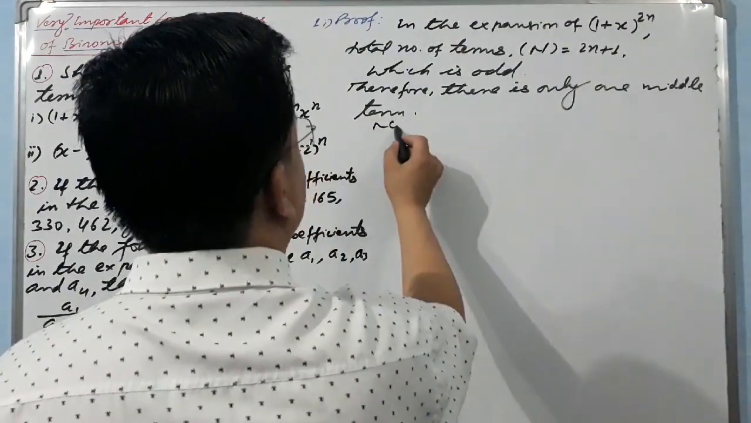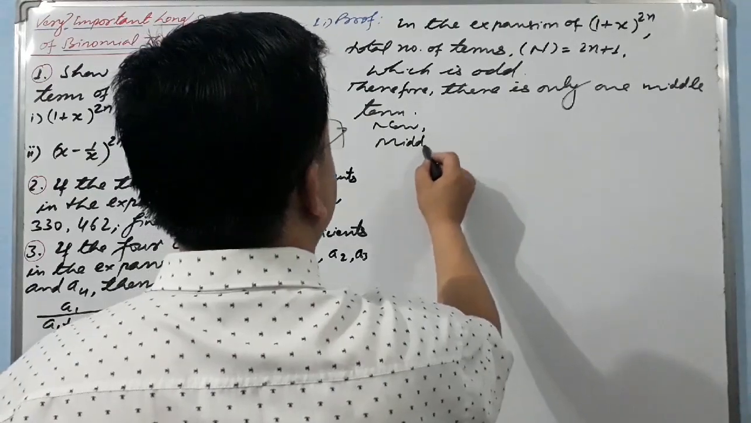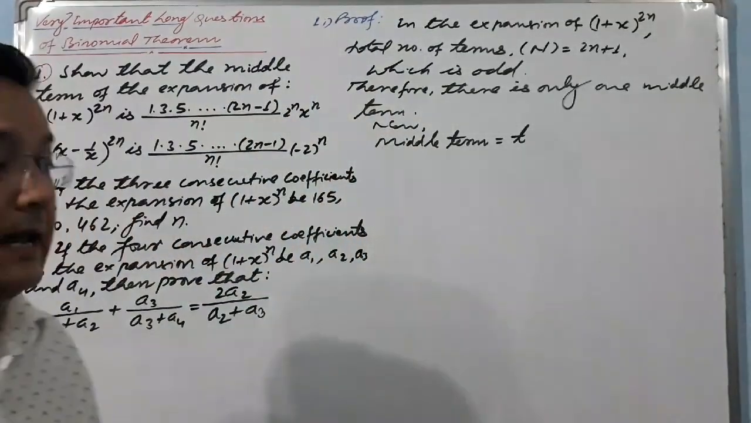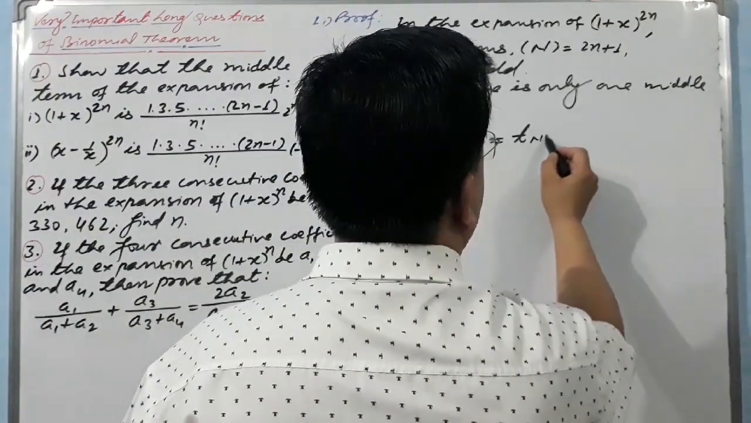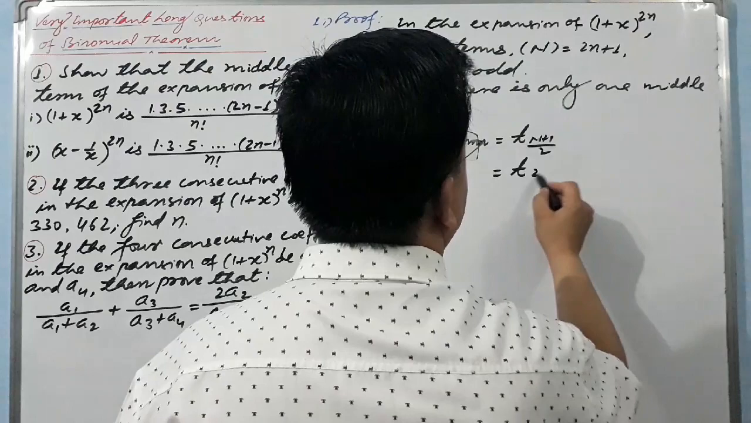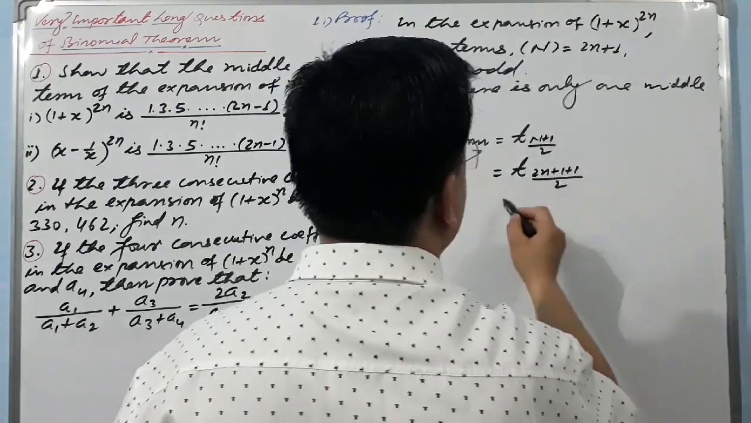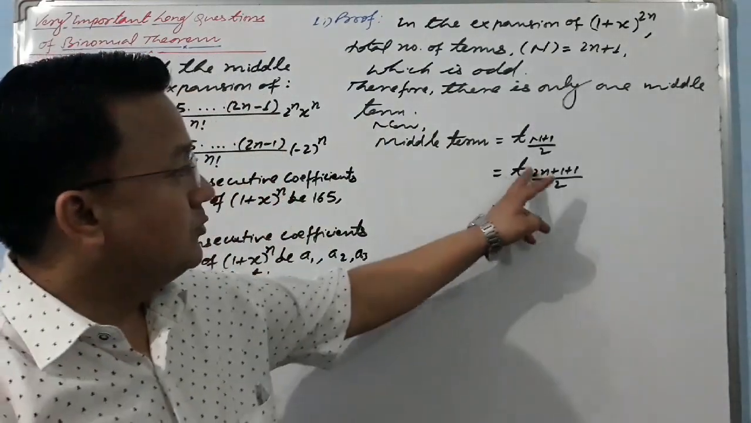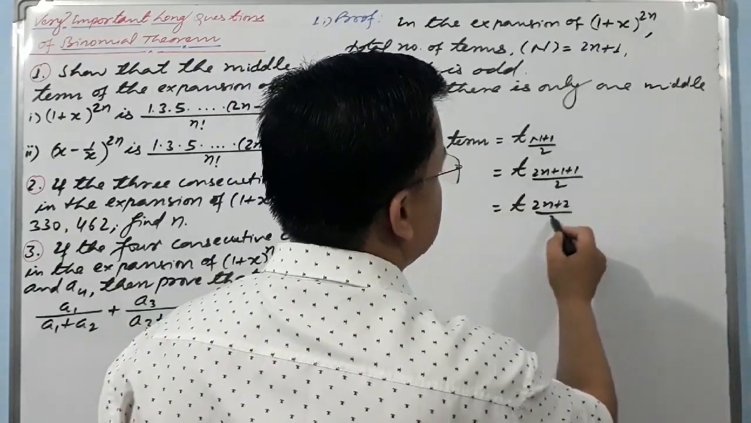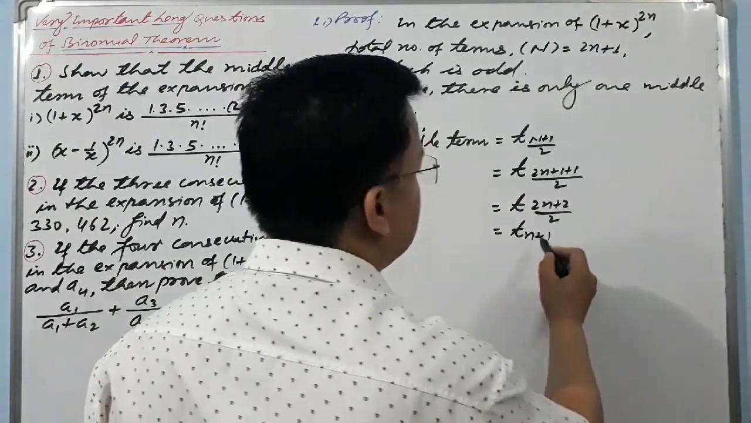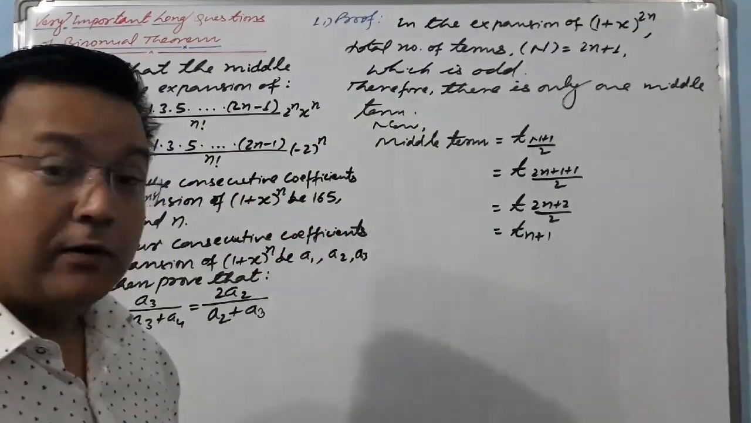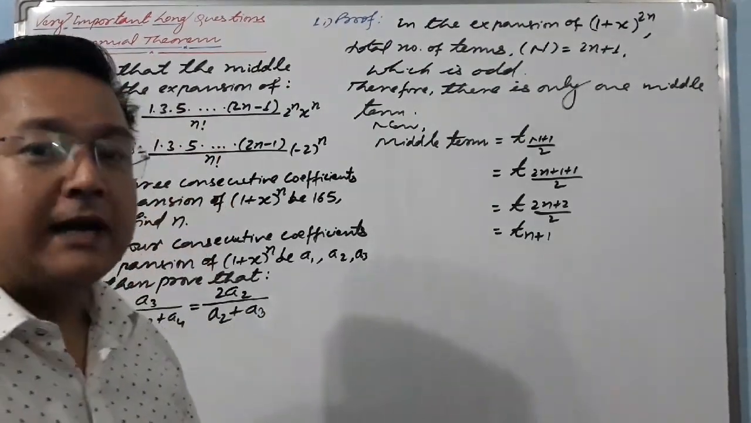Now let's see the middle term. Middle term is equal to the formula T of (n + 1)/2, where n means 2n + 1 over 2. You will get T of (2n + 2)/2, that is T of n + 1. Up to here, everybody, it is in the form of T(r+1), and here n will work as r.